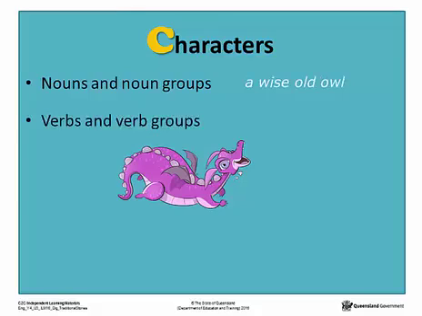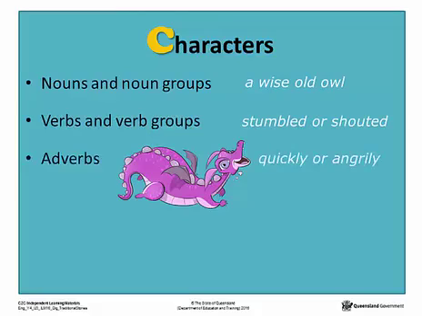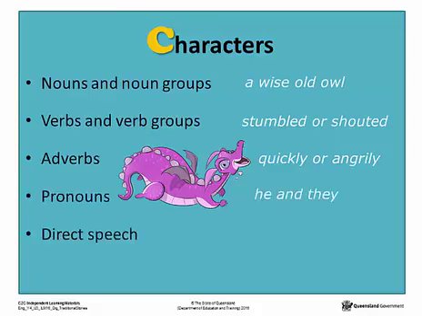Verbs and verb groups, like stumbled or shouted, tell us what characters do or how they say things. Adverbs like quickly or angrily give more information about the verb. Pronouns like he and they are great to help the story flow. And direct speech gives us an indication of the character and how they behave or interact with other characters.